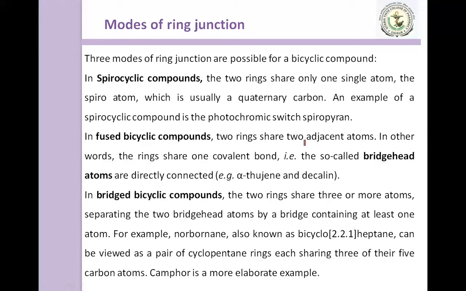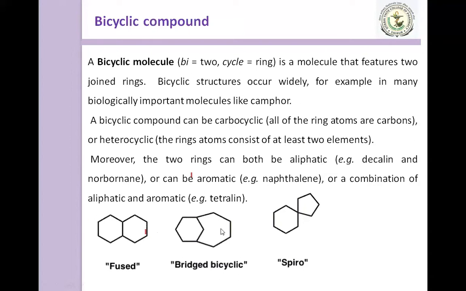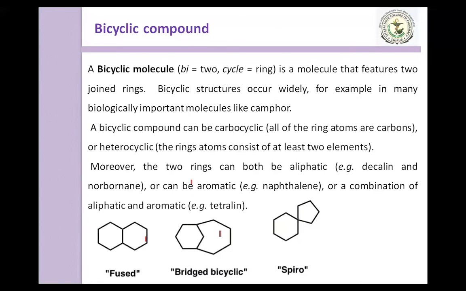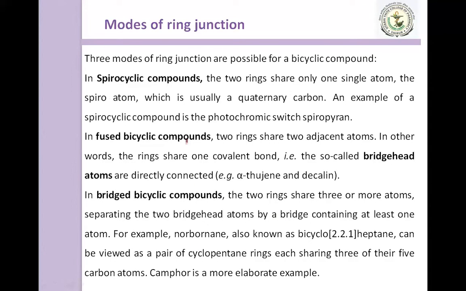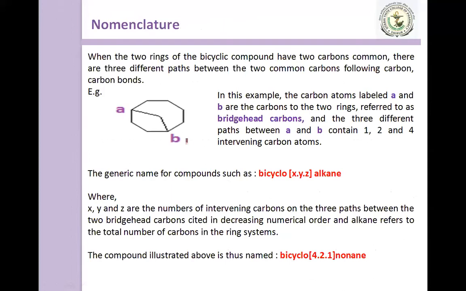The third type of bicyclic compound is bridged bicyclic compounds. Here this is the fused one, and this is the bridged bicyclic compound, and spiro compounds. So these are the three bicyclic molecules. First is spirocyclic compounds, second fused cyclic compounds, and third bridged bicyclic compounds. From that, we here discuss the bicyclic compounds which have a bridgehead.